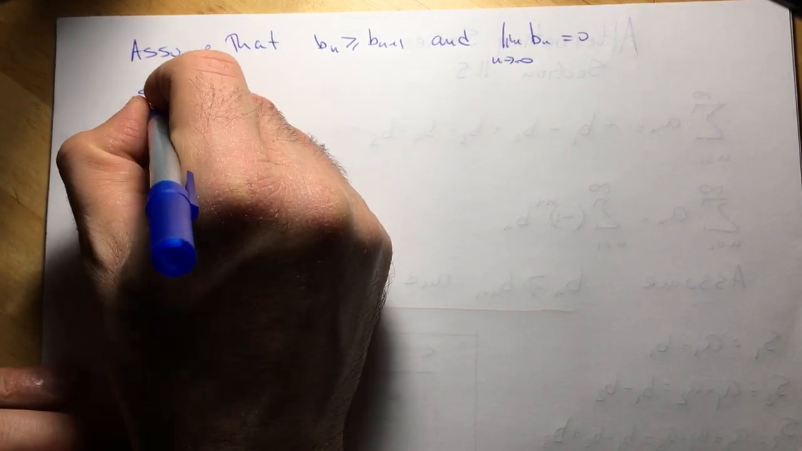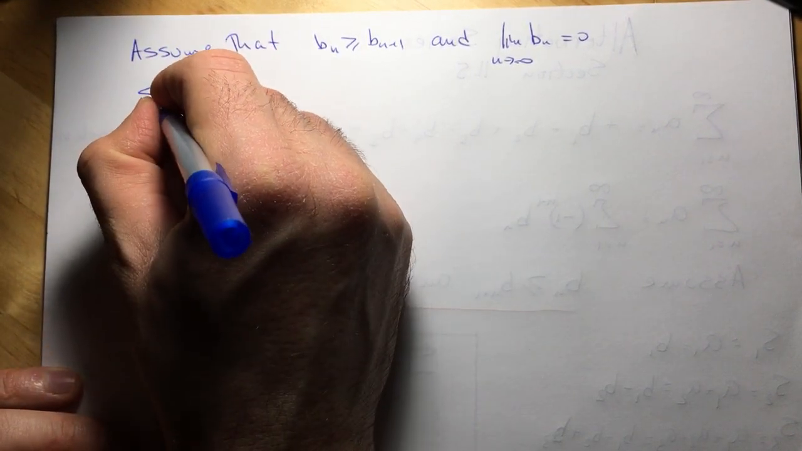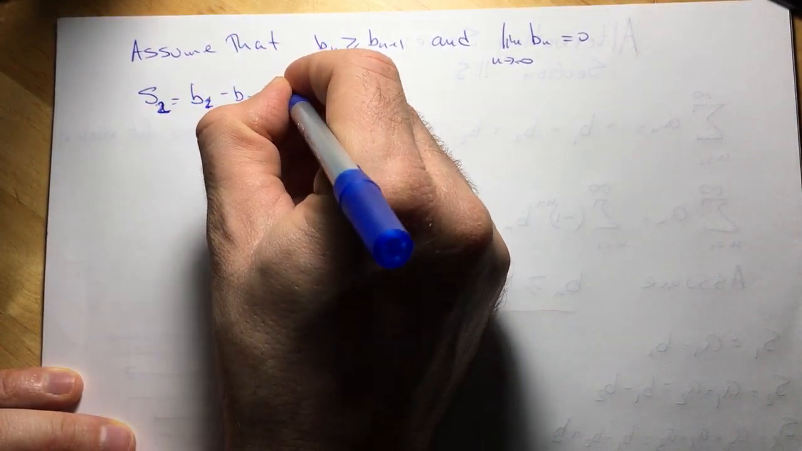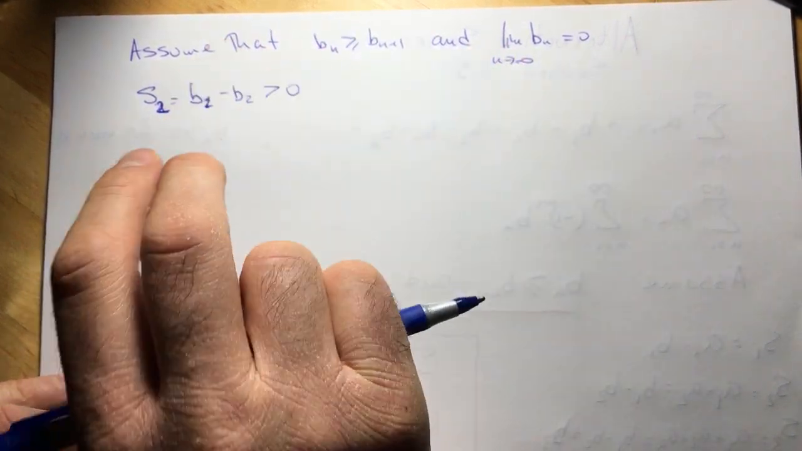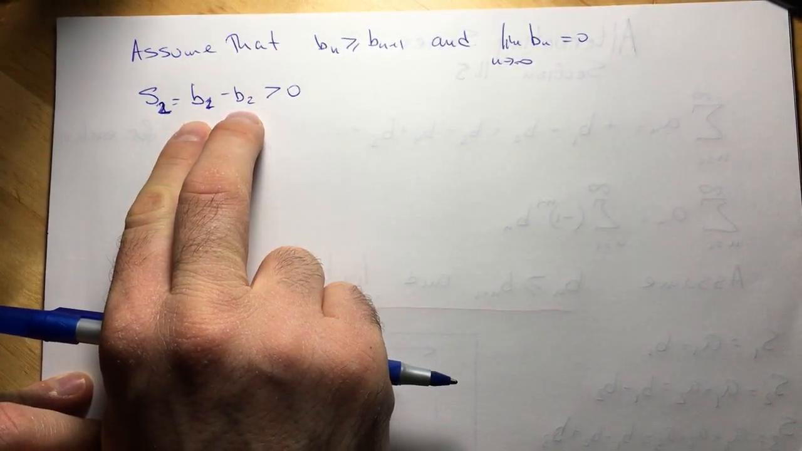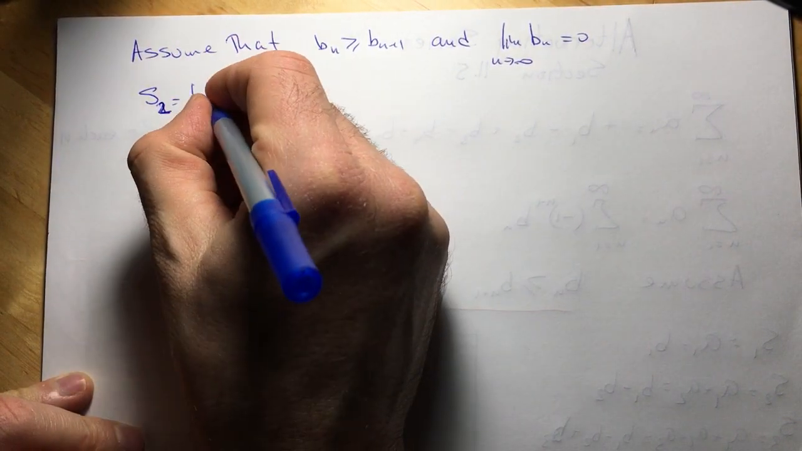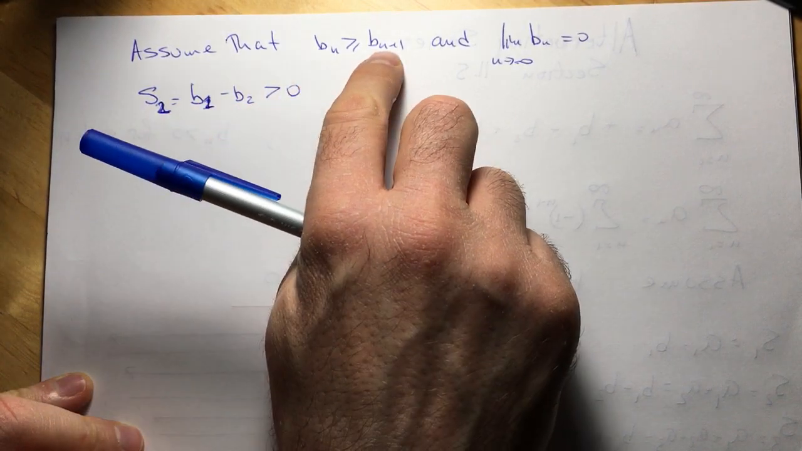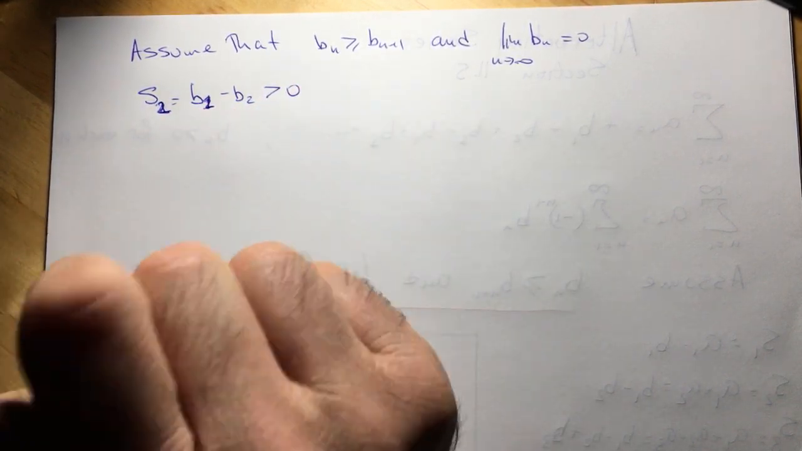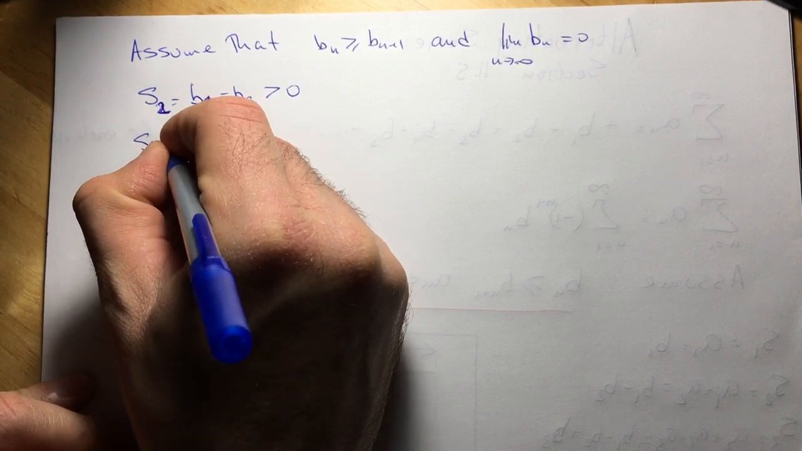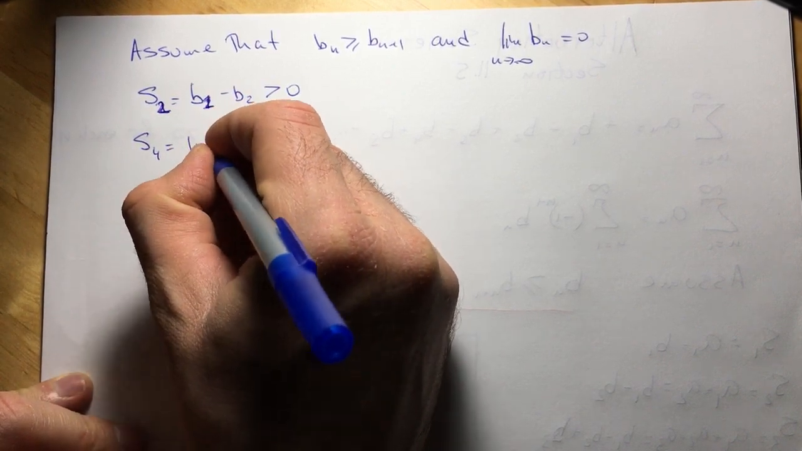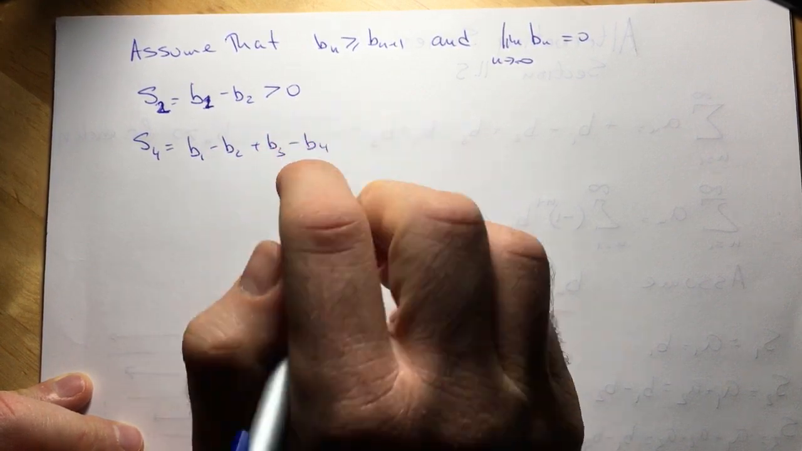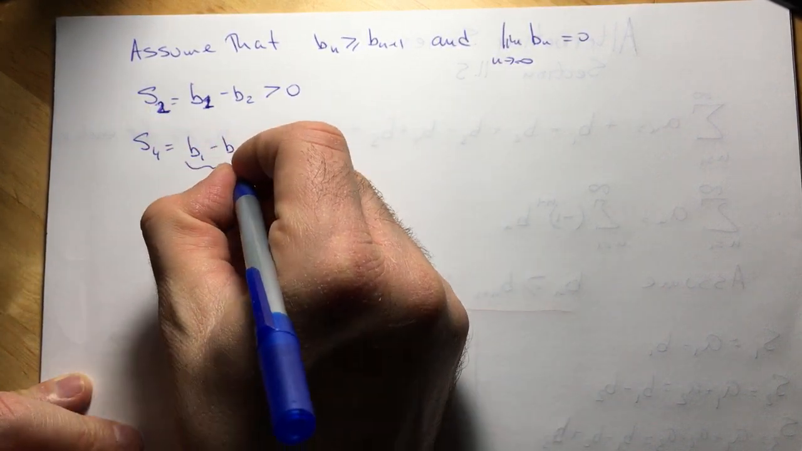So s2 is equal to b1 minus b2, and as we saw, that's greater than 0. Why is it greater than 0? Because I'm subtracting two positive numbers such that b2, the consecutive number, is always less than the previous one. s4 is going to be equal to b1 minus b2 plus b3 minus b4. This b4, I already know, is positive.